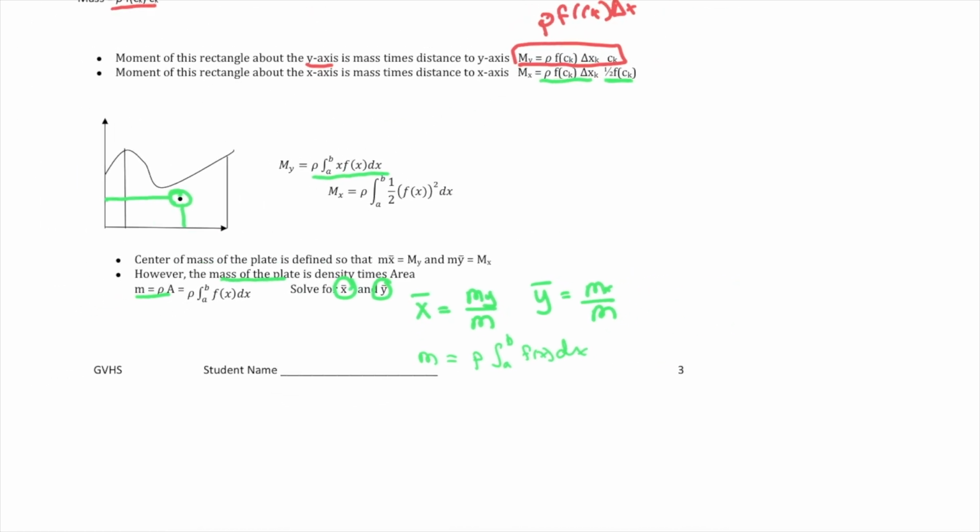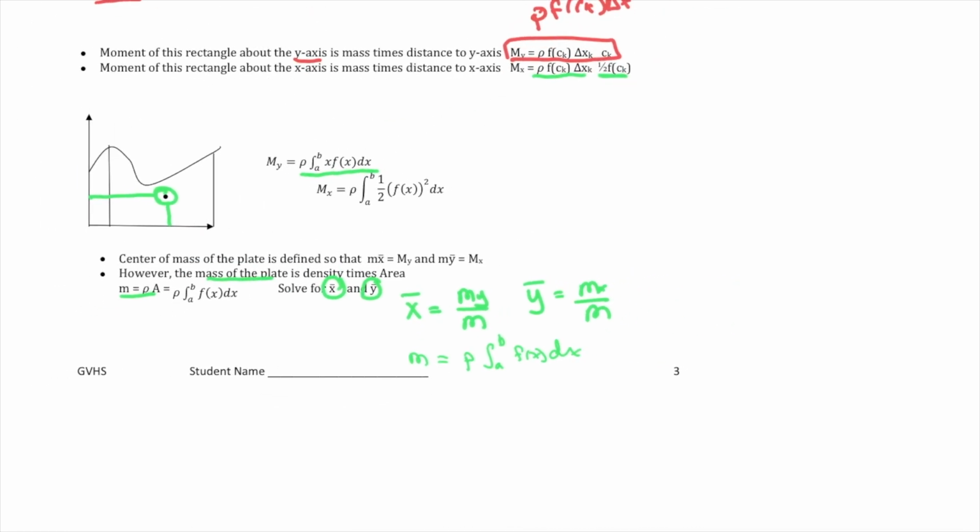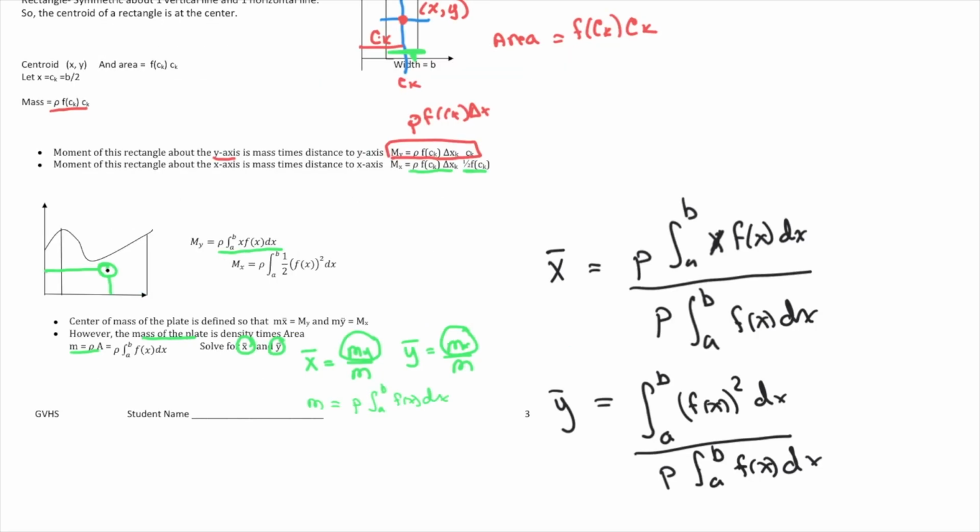So now what we know is that we can take the moment about y divided by m and the moment about x divided by m, and we will know x bar and y bar. So our centroid can be found by solving for x bar and y bar. Notice that the density of your lamina will cancel out for each of these and can be ignored.